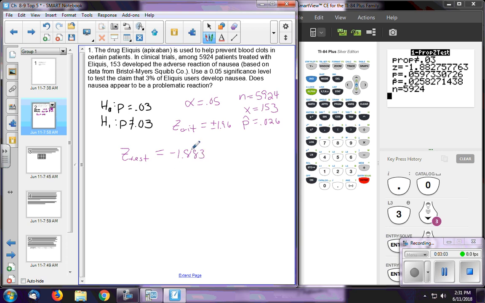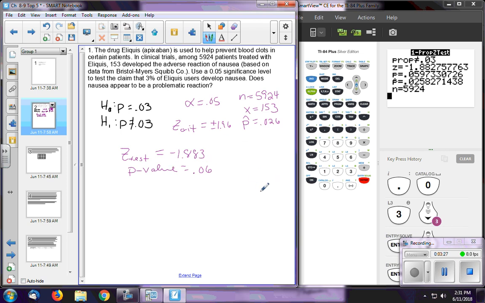At this stage, you can use your test statistic and critical values, or if you wish, you can use your p-value, which is equal to 0.0597 or just 0.06. And that's given right here. Do not confuse p hat with our p-value. Those are two separate things.